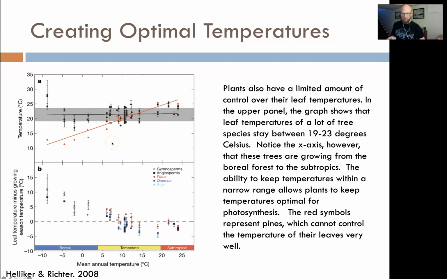These are the pines. So the pines, which are the largest genus in the evergreen gymnosperm group, do not have this ability to regulate their temperature as well. It gets hotter in hot places and colder in cold places. So this is just showing that the deciduous angiosperms seem to do a better job of keeping their leaves at that kind of optimal temperature for growth.